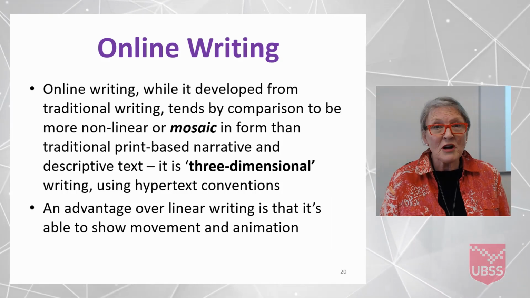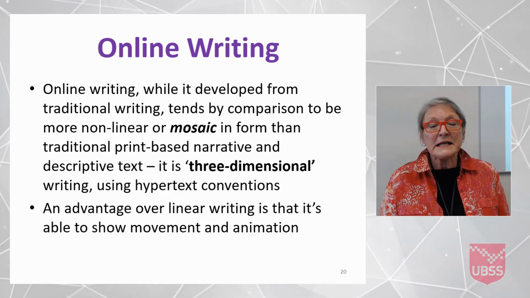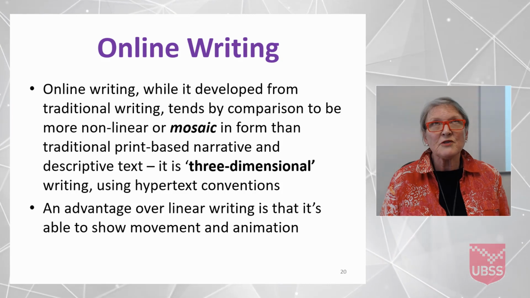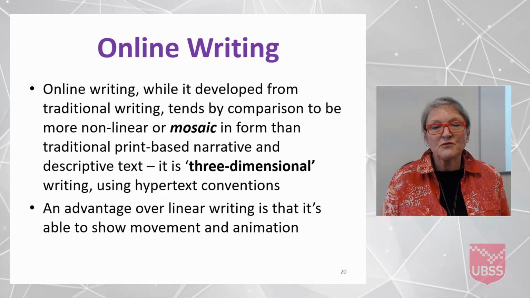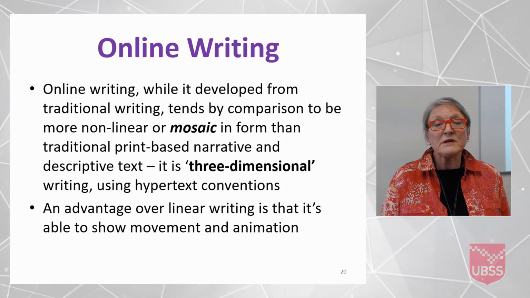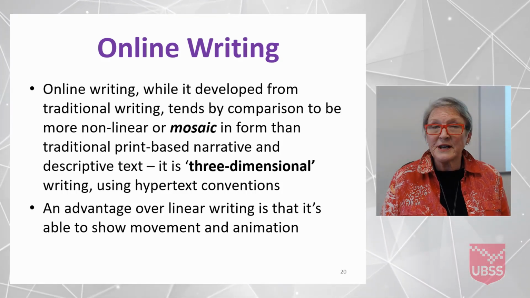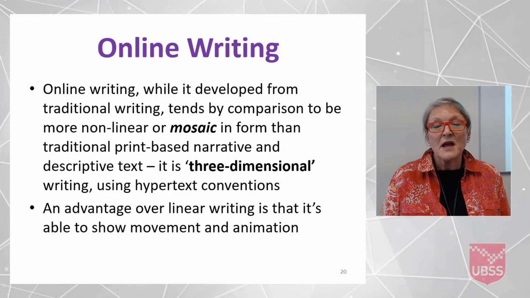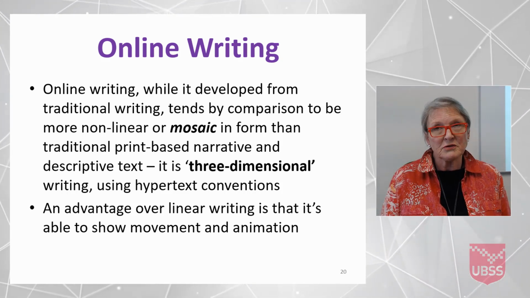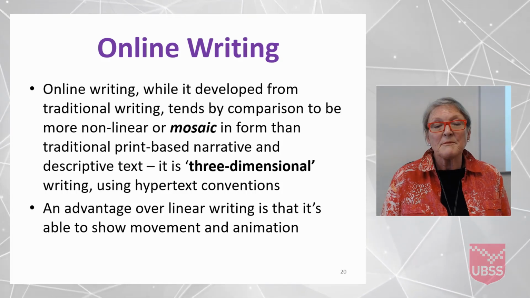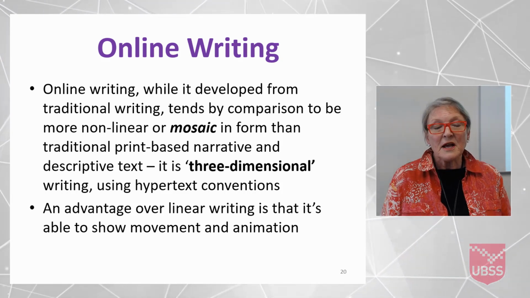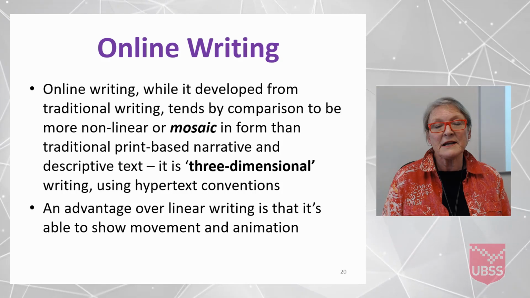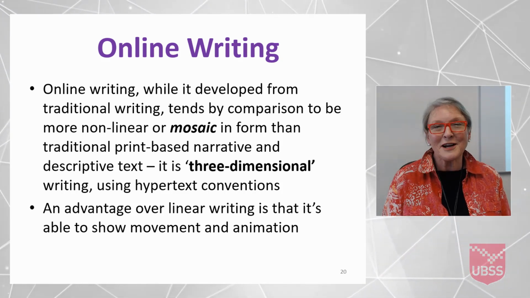Another question's on online writing, and it's basically about the advantage over linear writing. Now, linear writing, as you know, is just writing from left to right, and it's usually using pen and paper. Whereas online writing is using a computer. It's non-linear. It's called mosaic, and it's different than the traditional descriptive text. Mosaic writing is what they call three-dimensional. It's not just one-dimensional, which is what linear writing is. So an advantage over linear writing is it's able to show movement and animation. That's the main reason, a main benefit of using mosaic writing, online writing.